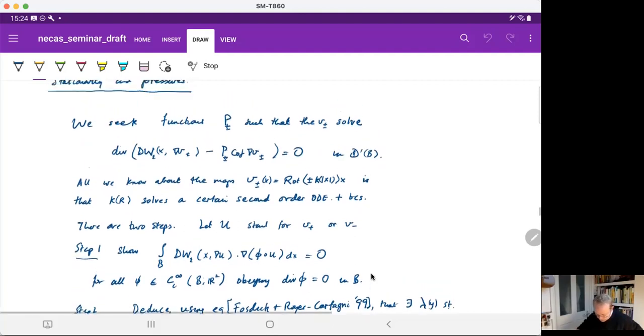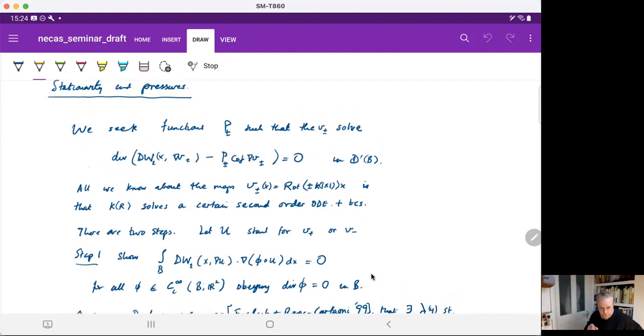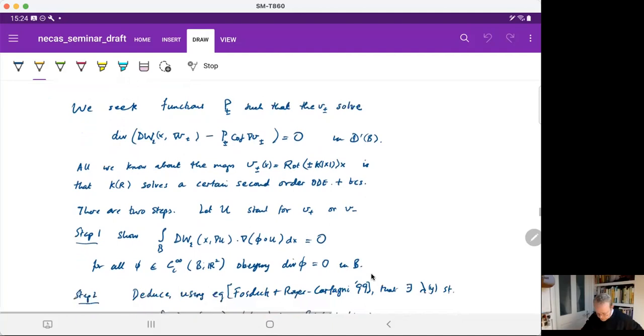So in the following, I'm going to let capital U stand for either V plus or V minus. Okay, so the first step is to show that this equation holds here. I need to demonstrate that stationarity holds in this sense. That is, that the integral dw dot gradient phi composed with u vanishes under the assumption that the test function phi is divergence free.